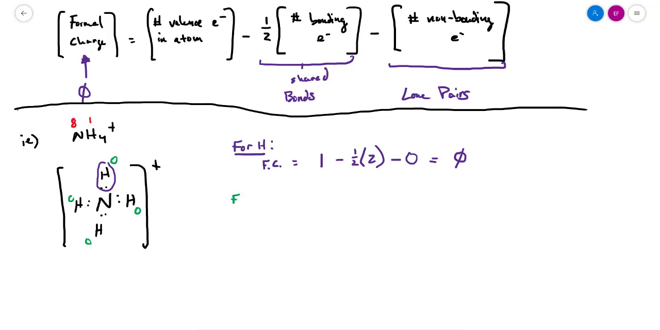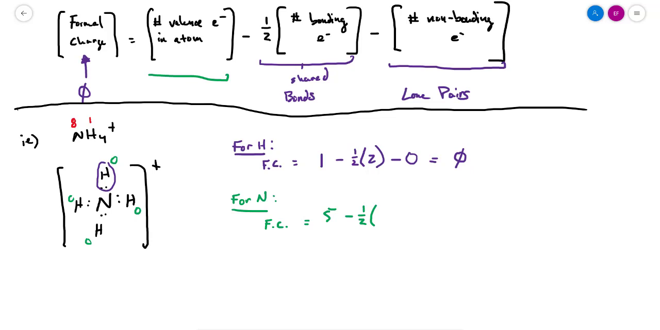Okay, so let's do the same thing then for our nitrogen atom. The formal charge in this case is going to be how many valence electrons does the nitrogen have to start with? That's always going to be 5, based on it's a group 5A atom. We're going to subtract 1/2 times all the bonding electrons that it has. So this is a little bit different.